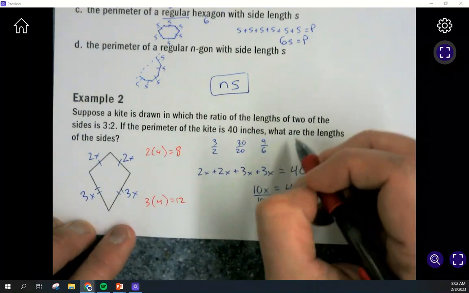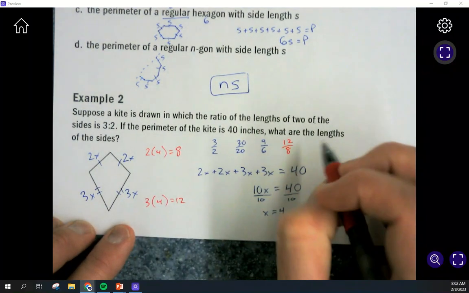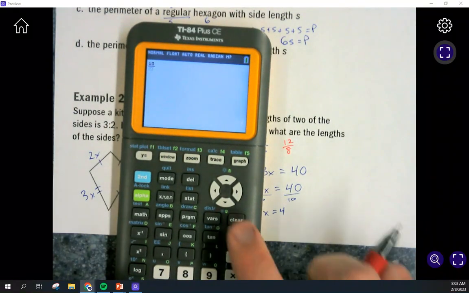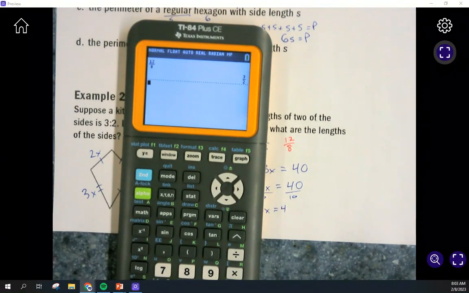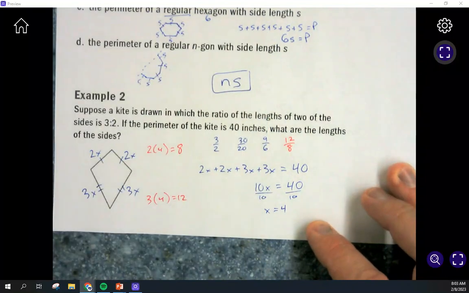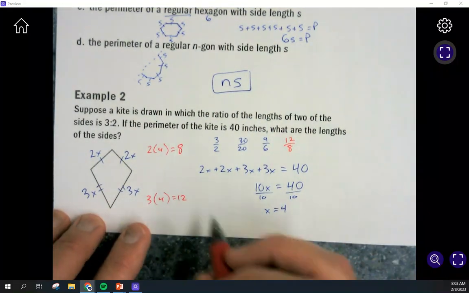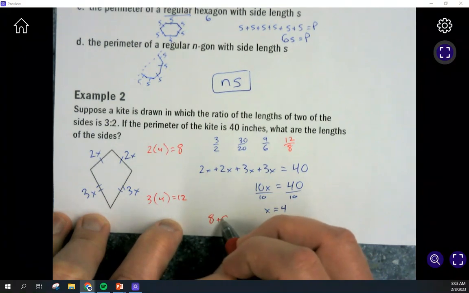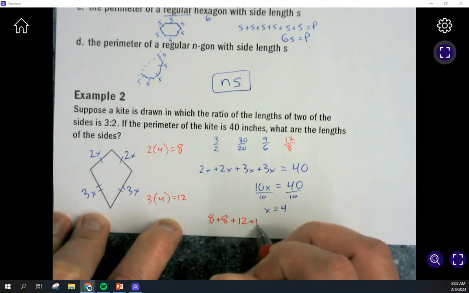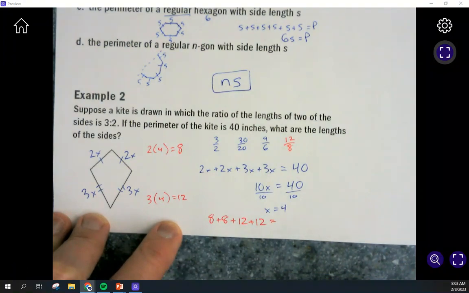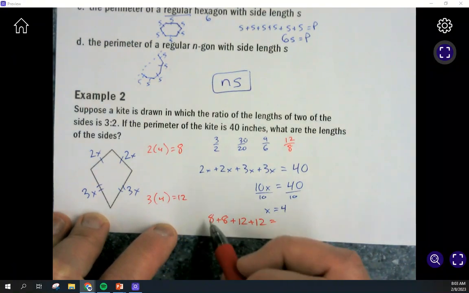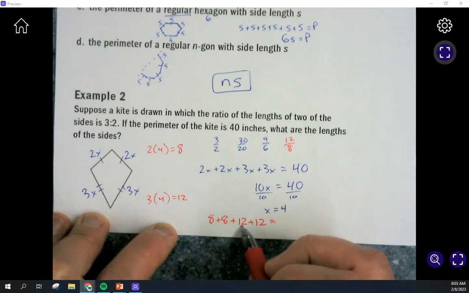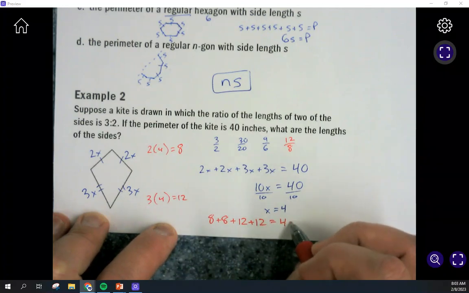Now that ratio, 12/8, if you were to go ahead and put that in your calculator as a fraction, 12/8 simplifies to 3/2. That is a ratio of 3:2. And if I added those sides all up, 8 plus 8 plus 12 plus 12, double check myself, make sure that my math computes. 8 plus 8 is 16, plus 12, that's 28, plus another 12 is 40.